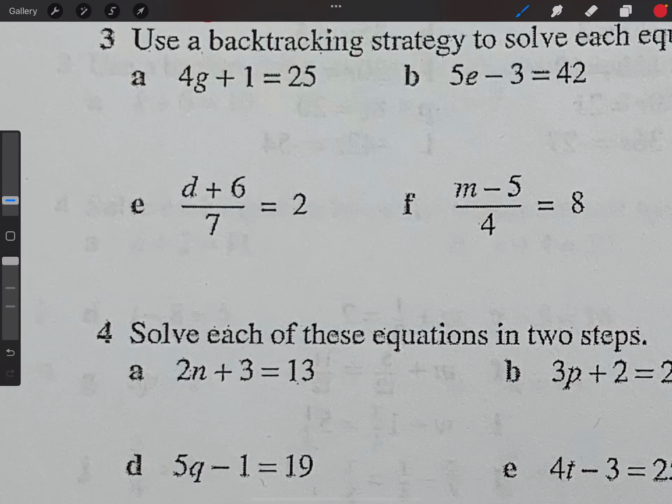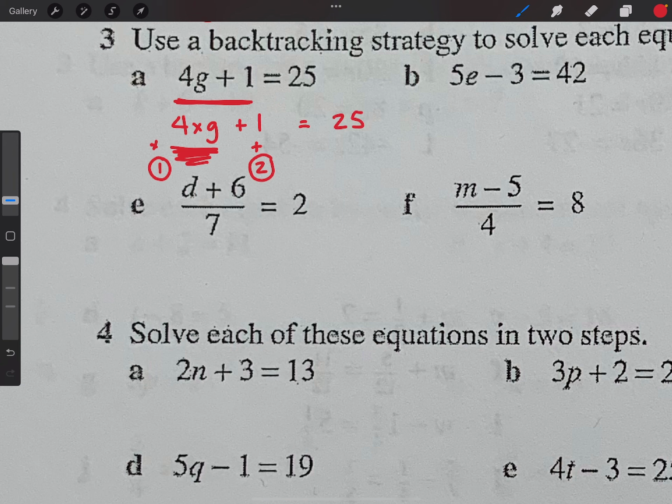So let's look at the left-hand side of the equal sign here. You've got 4g plus 1. So 4g means 4 times g, and then plus 1. According to BODMAS, we have to do the multiply first, right? So the first thing we do is multiply, and the second thing we do is add. So multiply goes first and then add, and you're going to get 25.